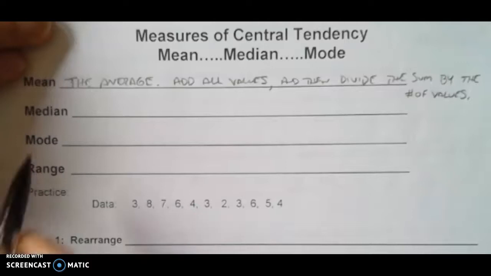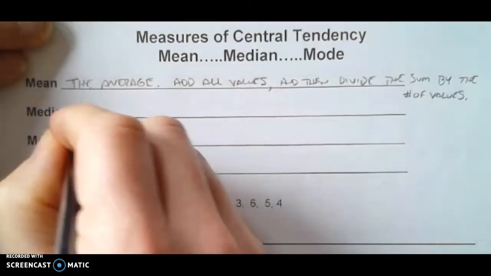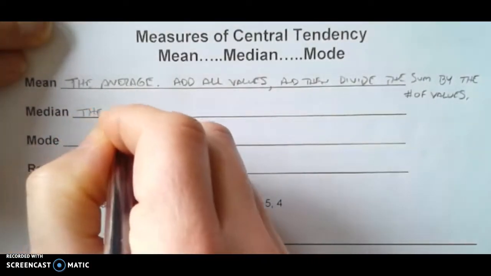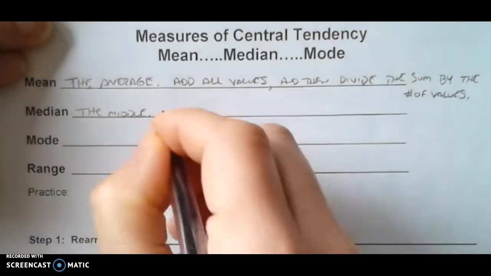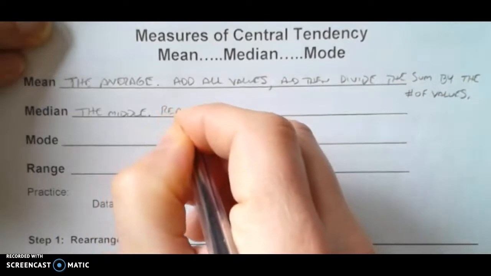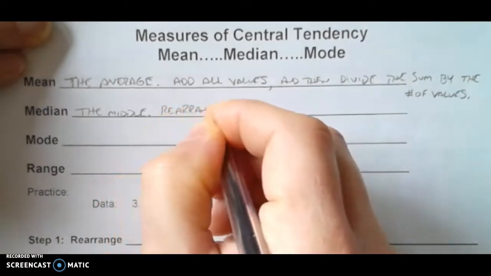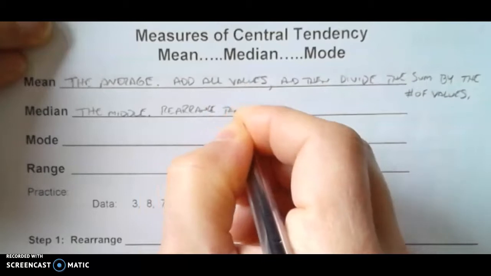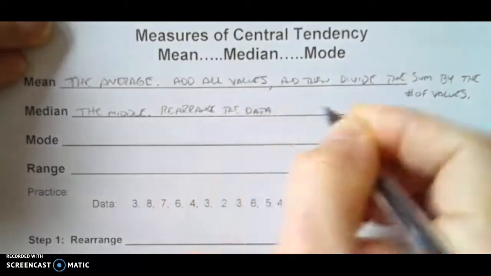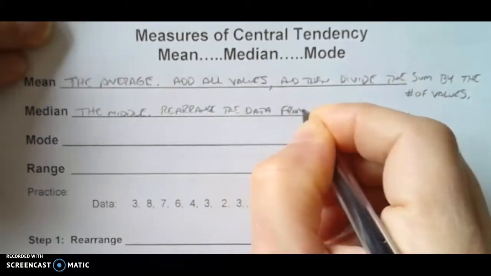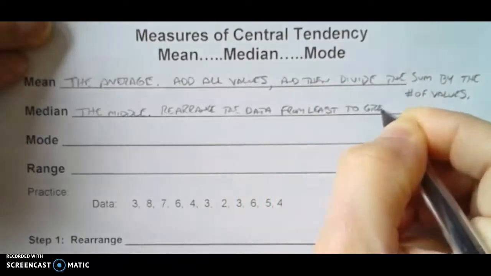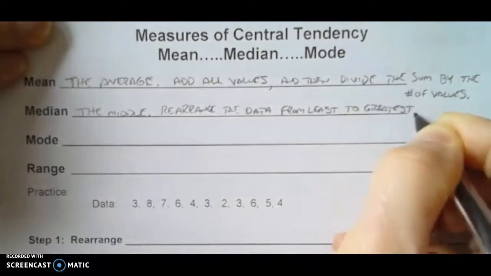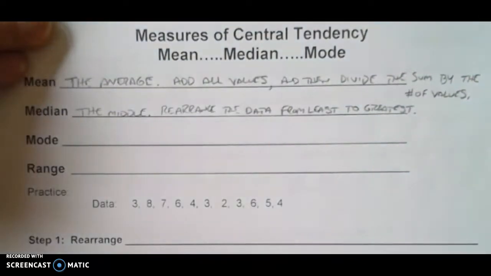For median, median means the data that's in the middle. The median is the middle. In order to find the middle, you need to rearrange the data from least to greatest. So whenever you're looking for the middle, the median, rearrange the data in order from least to greatest.